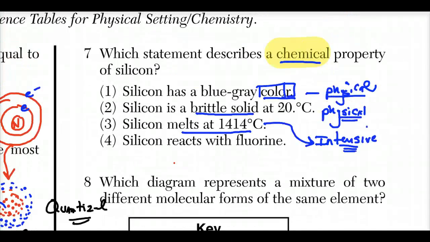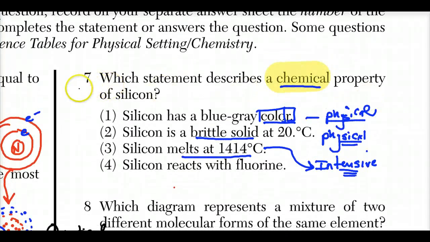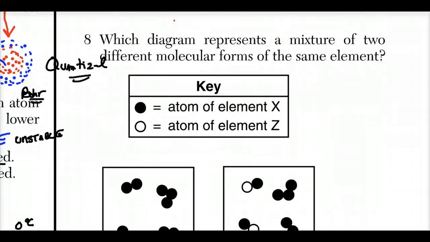Okay, if you notice, we're in the area of chemistry. We're talking about chemical and physical properties. We're talking about probably a little bit of chemical organization and classification of matter. Okay, in any case, moving forward, like my arrows. 8, which diagram represents a mixture of 2 different molecules?